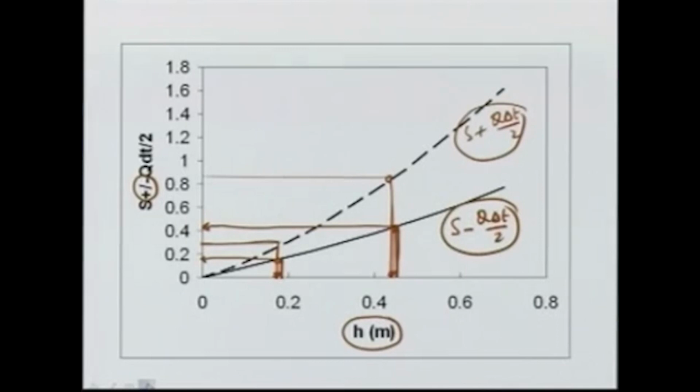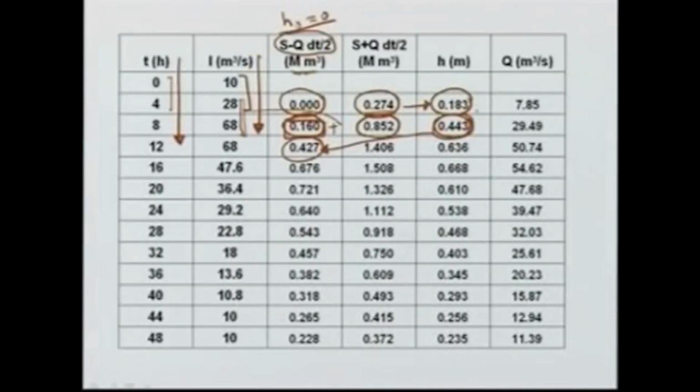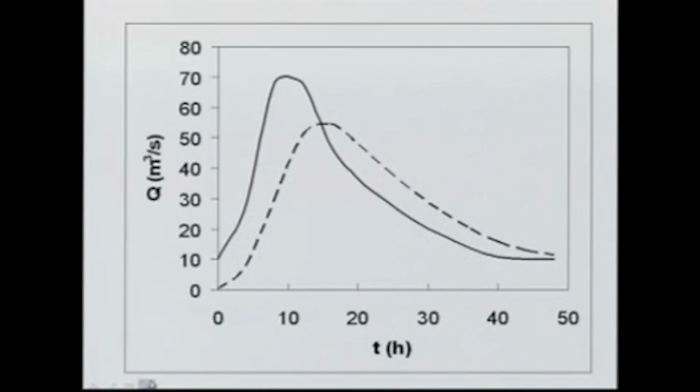So, in this way, by doing the computations we can obtain at the end of each time interval what will be the value of H and therefore q, because q is a function of H, we have already seen, and we can plot this time versus q as the outflow hydrograph, which is shown in this figure. This is the inflow I and the outflow.